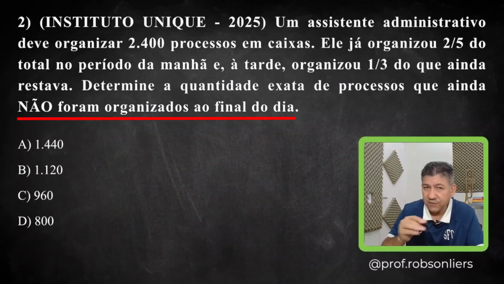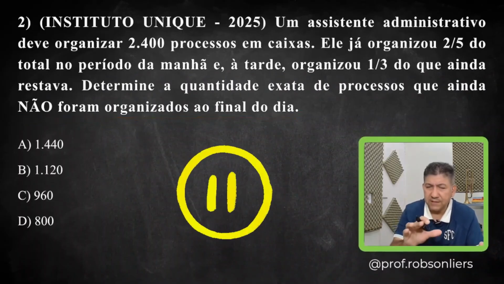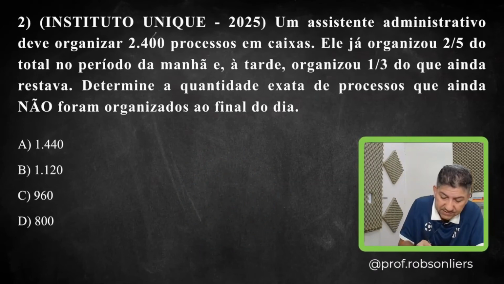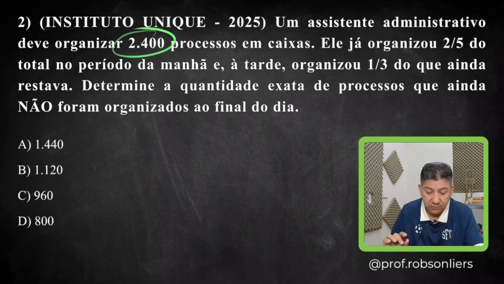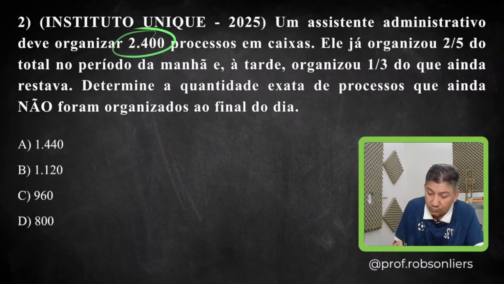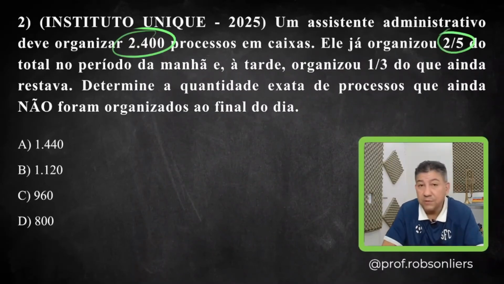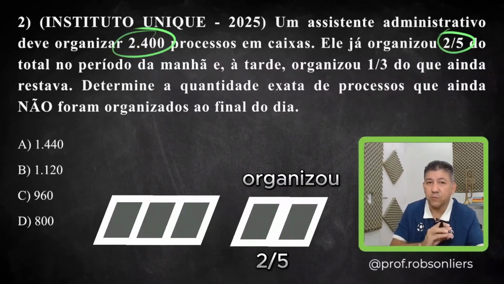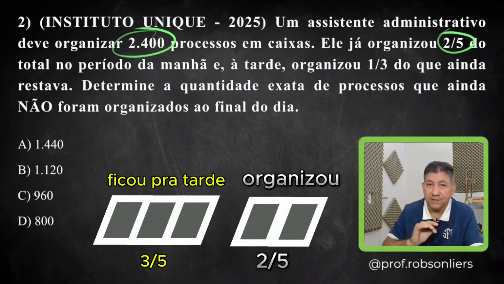Pay attention. There are multiple ways to solve this. Pause the video, try it yourself, and tell me your approach. I'll share a tip to solve this question faster by breaking down the fractions. For now, let's forget about this value here, 2,400 files, okay? Now what does he say? He has already organized 2/5 of the total in the morning. He organized 2 parts out of a total of 5 parts, which means there are 3/5 left to be organized in the afternoon. Got it?